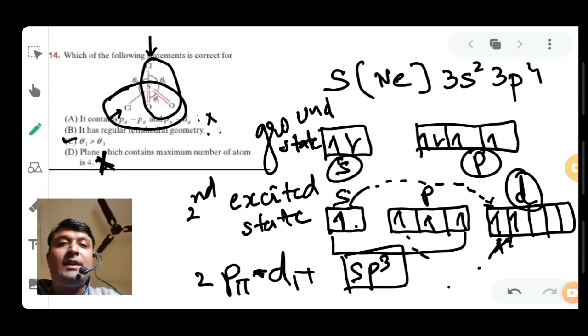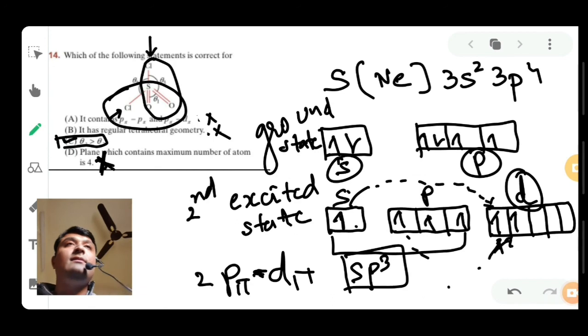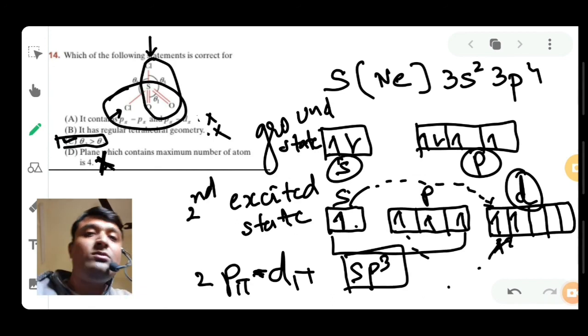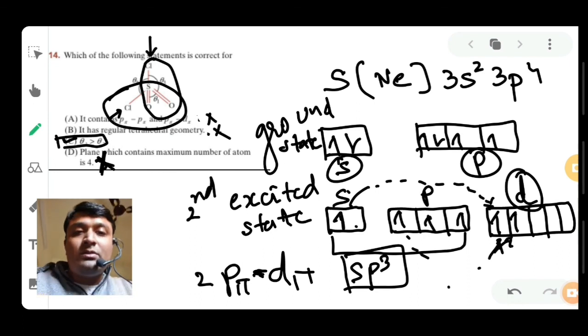A option is incorrect, B option is incorrect, so the correct option is theta 1 greater than theta 3, so the solution is this. Okay, the bond angle between SO2 is much higher than that of bond angle between SClO. So thank you.